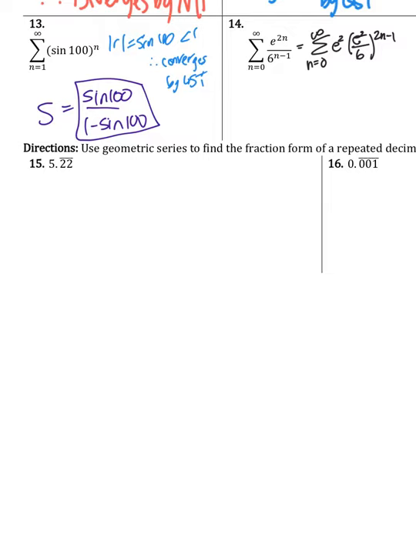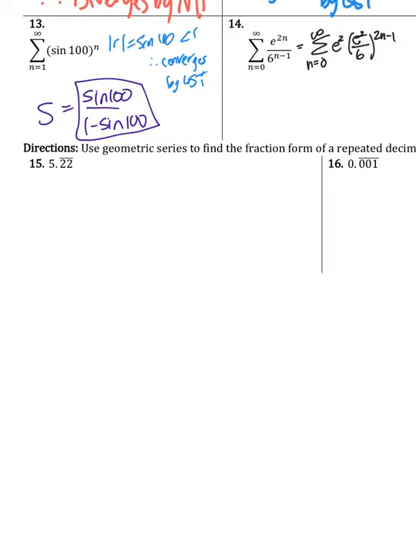Now, number 13 doesn't really look geometric, but what is sine of 100? It's some number. Some number being raised to the power of n is a geometric series. Sine of 100 is the absolute value of r. Sine of 100 is less than 1. Everything in the sine function is less than 1 unless we're actually at one of the values where sine is 1 or negative 1. Therefore, this converges by GST. So the sum is going to be sine of 100 over 1 minus sine of 100. And I would not type that into a calculator. I would leave it exactly like that.